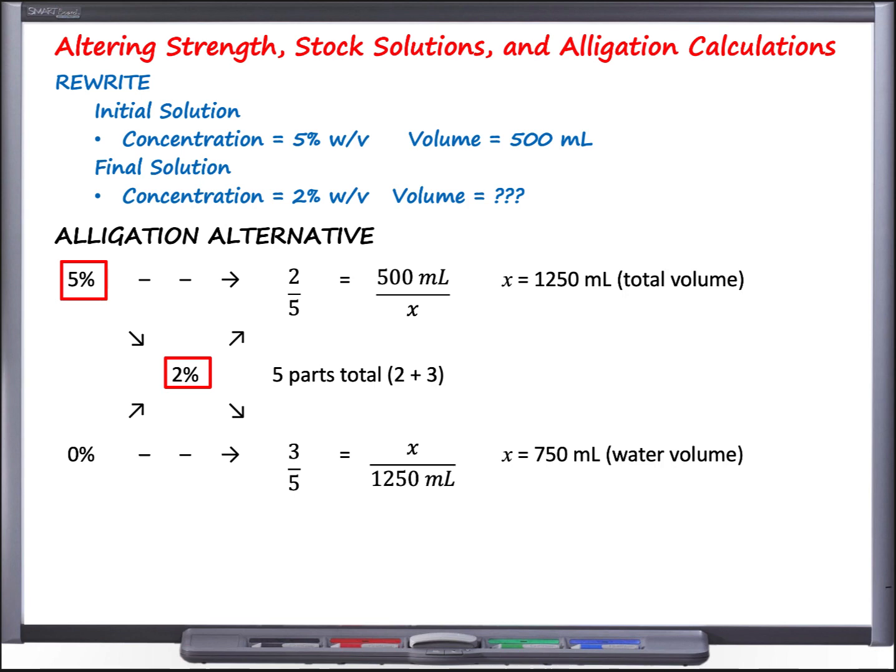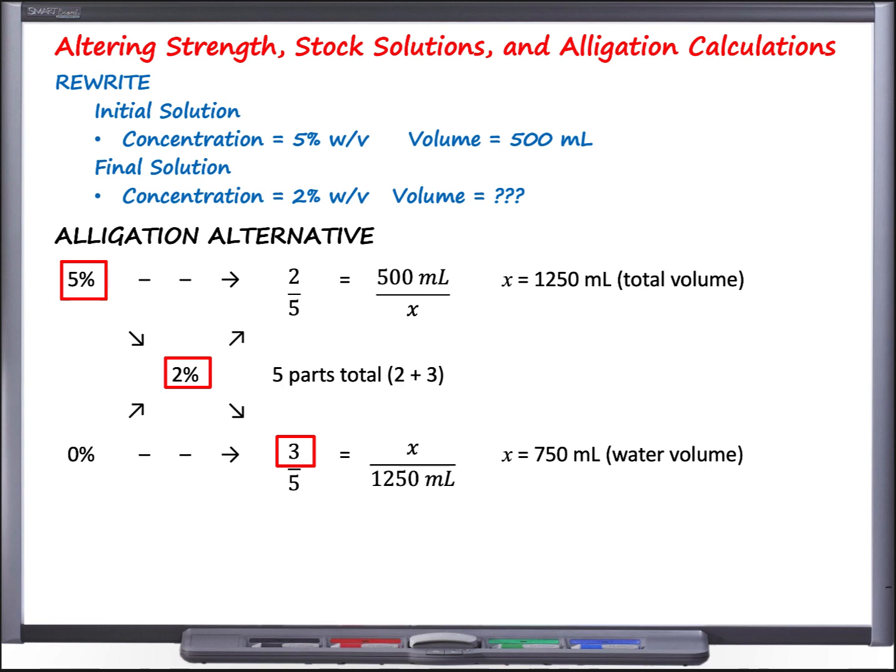You go diagonally and you cross subtract. And you always subtract the smaller number from the higher number, so it's always a positive number. Always take the large number and cross subtract the smaller number. So in this case, we'll take our 5 minus the 2 to get a value of 3.